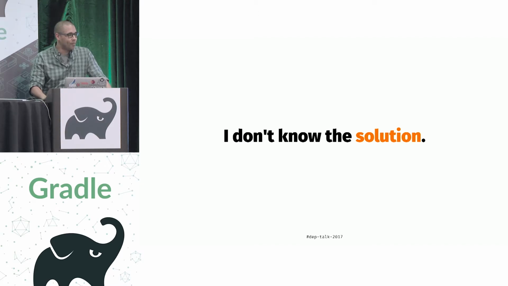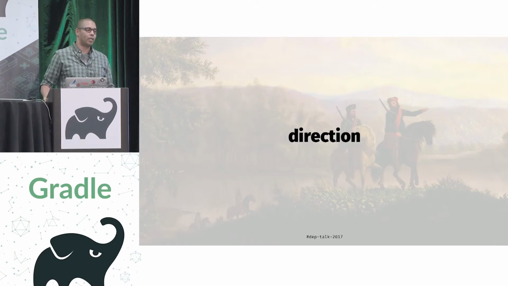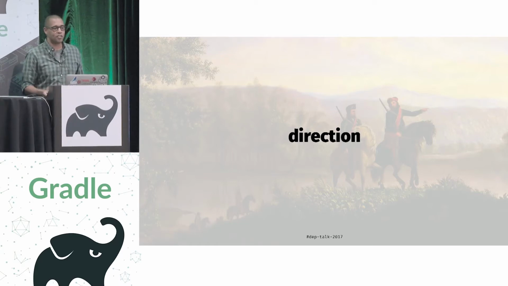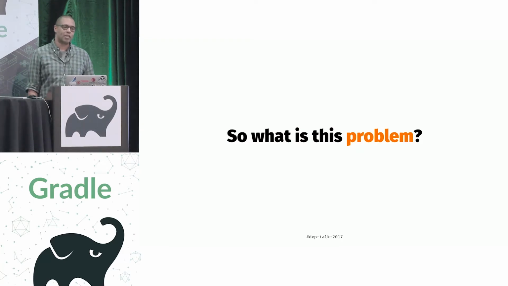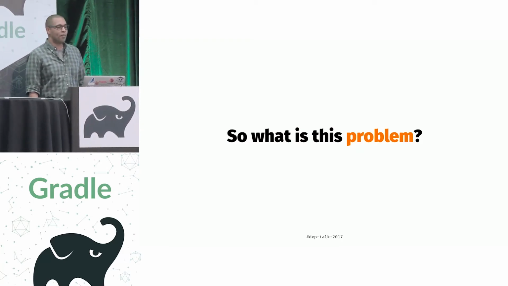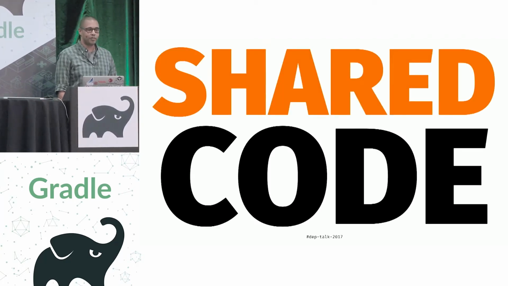The truth is, we have a direction. We have a path, a hypothesis of where we're going to go, and how we're going to go about at least alleviating the pain of this problem. And we have a pretty good hunch that this is going to be fruitful. So you might be wondering what the problem is. And the problem comes down to two simple words: shared code.